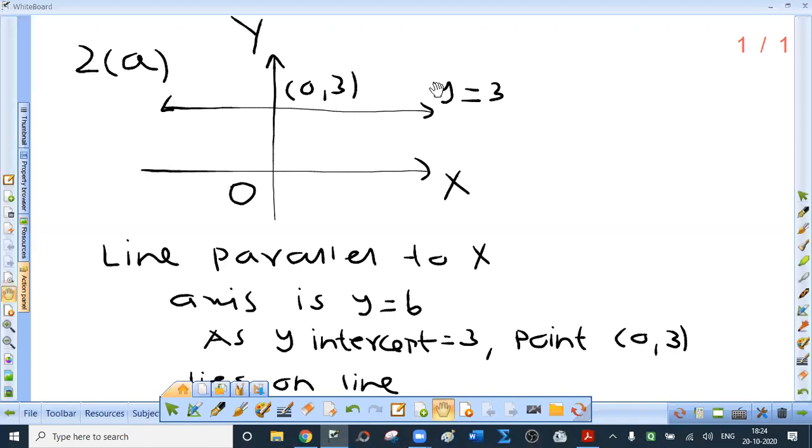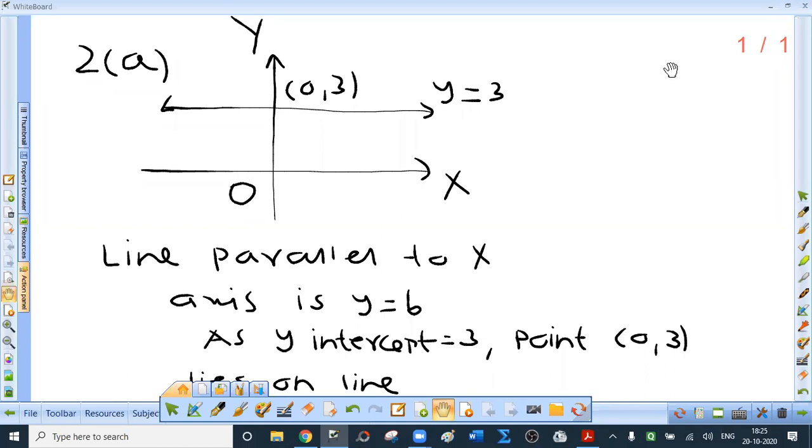Second sum, obtain the equation of line A part parallel to the x-axis and making an intercept of 3 units on the x-axis. See, they haven't said the length of the intercept is 3 units. The intercept is 3, right? And therefore, the equation of any line parallel to the x-axis is y equal to constant. Now the y-intercept is 3. So the point 0, 3 lies on the line. So coordinates will satisfy the equation. So b equal to 3.